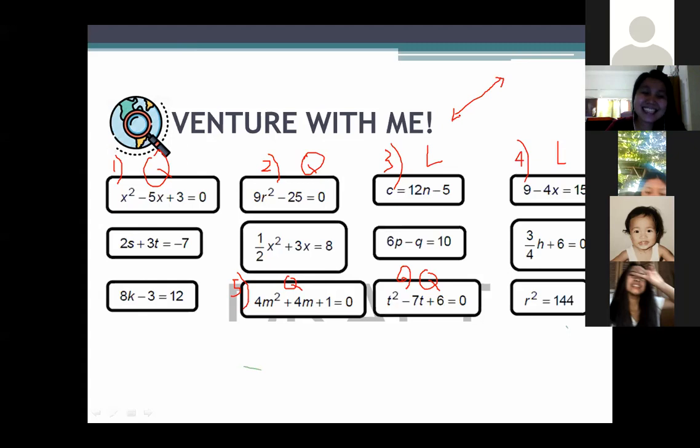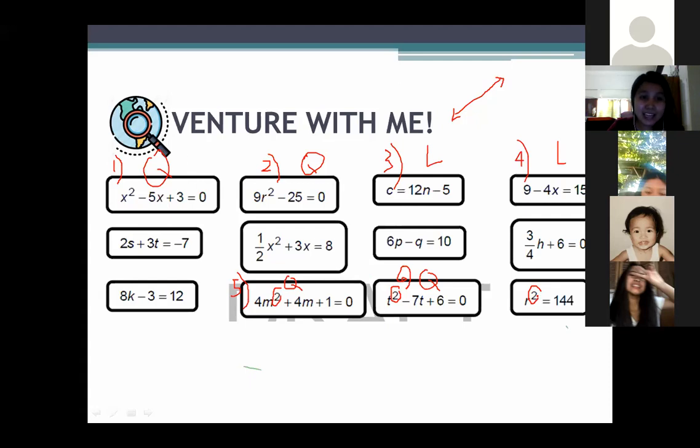Anyone? Yes, Tatiana. I think from the name, you can already see that it is quadratic because it has a number that is squared. Oh, that's a very good observation. If you say it's quadratic, then you look at the exponents. T squared, m squared. How about the other one? R squared. Quadratic means the degree is 2.